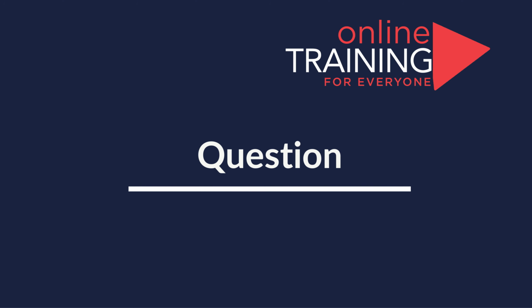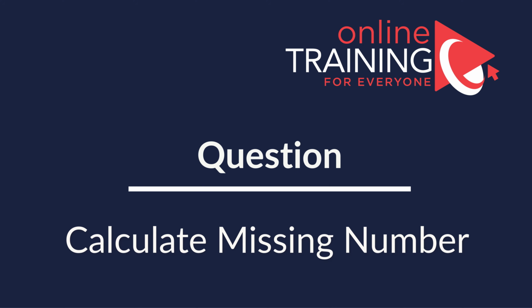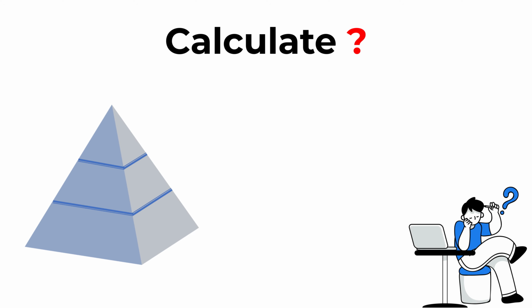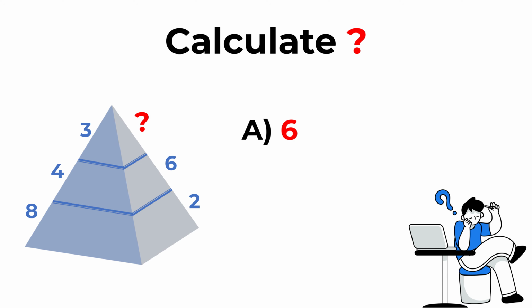Here's a cool question you frequently see on the test. You need to calculate the question mark, and you're presented with the 3-layer pyramid. On the bottom layer, you have numbers 8 and 2. On the middle layer, you have numbers 4 and 6. And in the top layer, you have the number 3, and on the other side of the pyramid, you have a question mark. And this question mark can be one of those 4 values. Your choice A is 6, choice B is 10, choice C is 7, and choice D is 2.